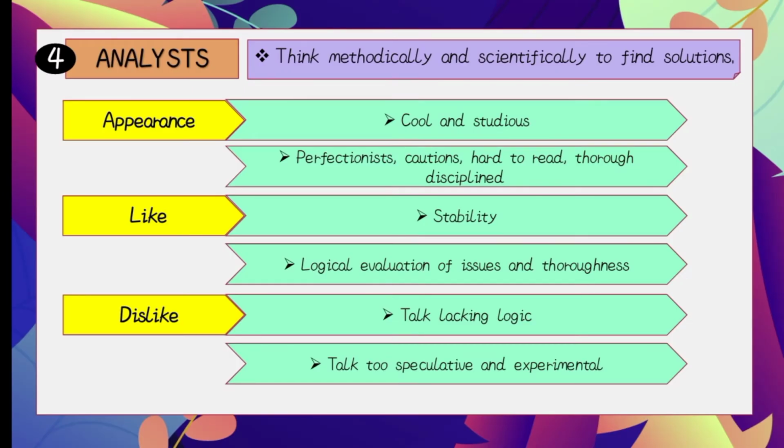Number 4, analyst. Analysts think methodically and scientifically to find solutions. Appearance: they are cool and studious. They are perfectionist, cautious, hard to read, thorough, and disciplined. They like stability, logical evaluation of issues, and thoroughness. They dislike talk lacking logic and talk that is too speculative and experimental.